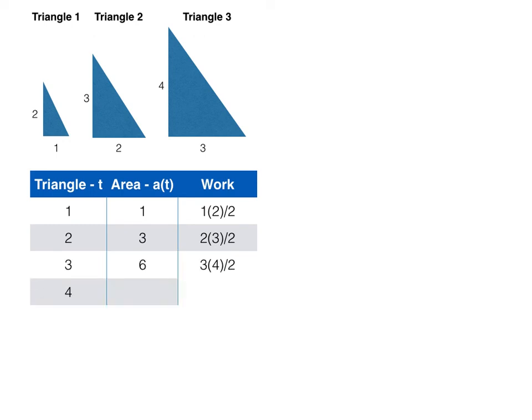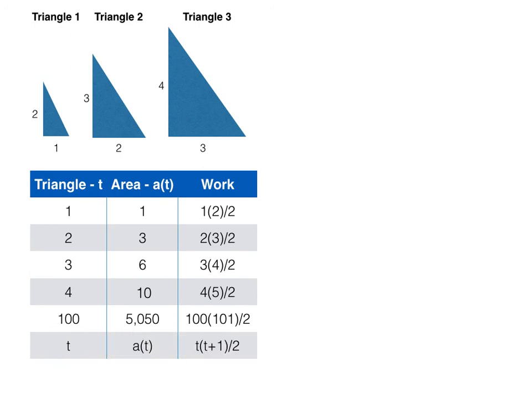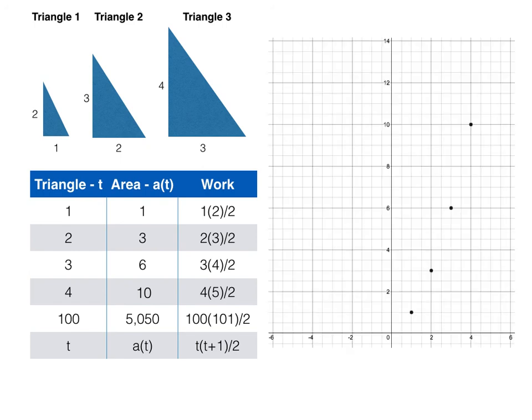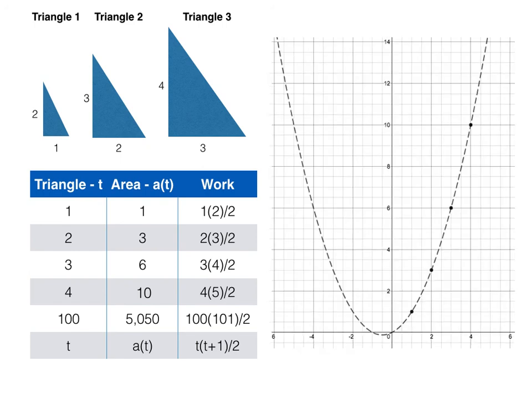And the fourth triangle, which isn't there, I know it's going to be 4 times 5 divided by 2, which gets me 10. I can do the same thing for the 100th triangle. 100 times 101 divided by 2, which gets me 5,050. For triangle T, A of T would be T times T plus 1 divided by 2. Again, I could graph this if I wanted to. I could use the dashed lines if I wanted to. And I can see that it's not a line. It's not linear. So not all functions are linear, and we're going to start exploring this idea in this next unit.